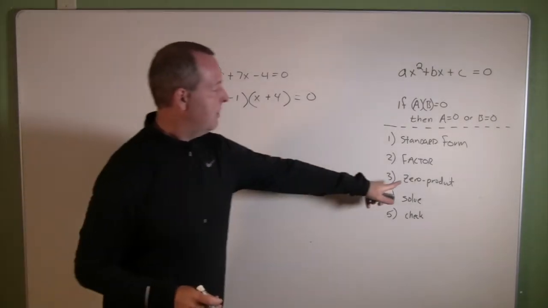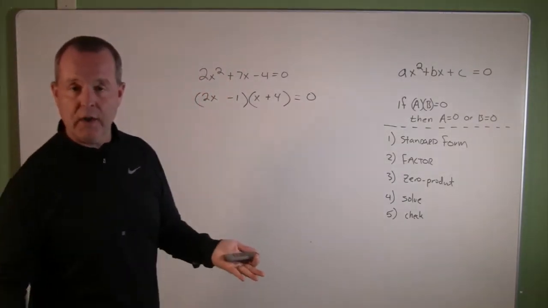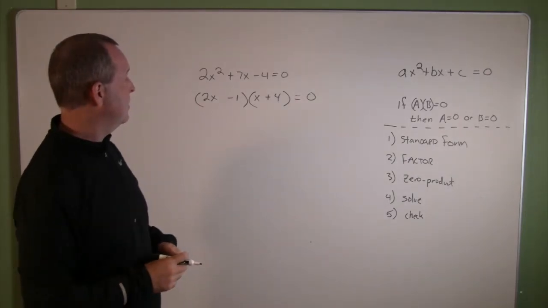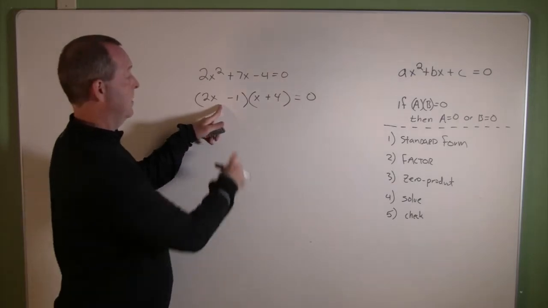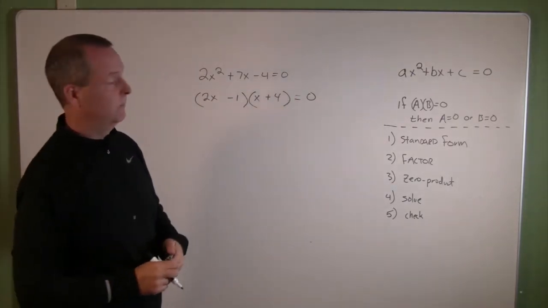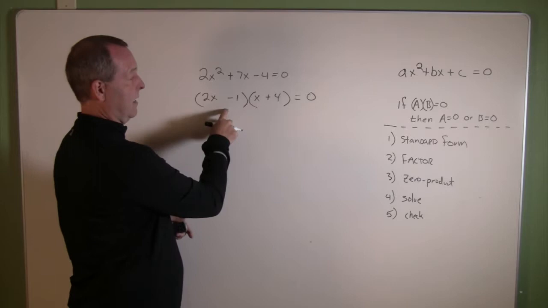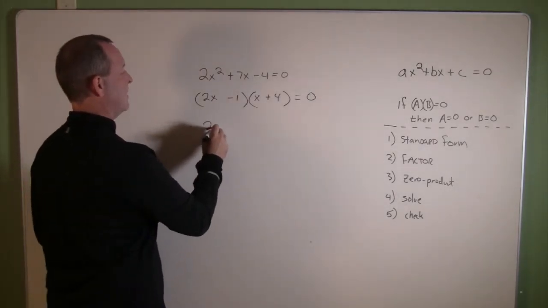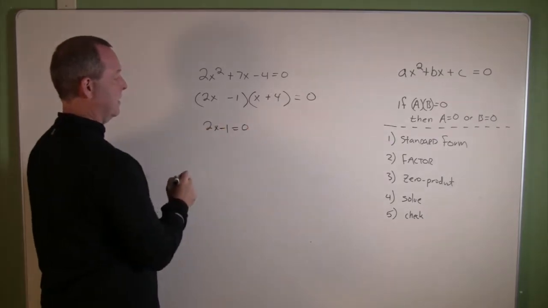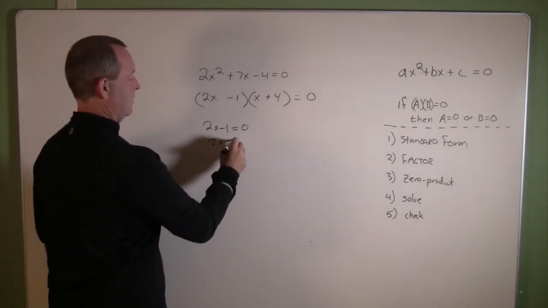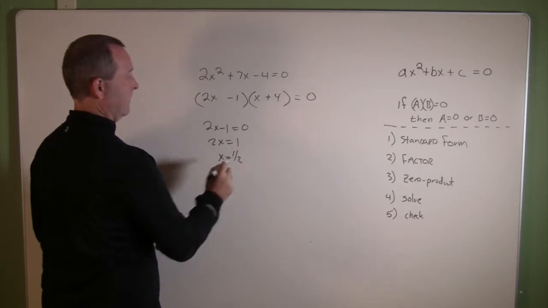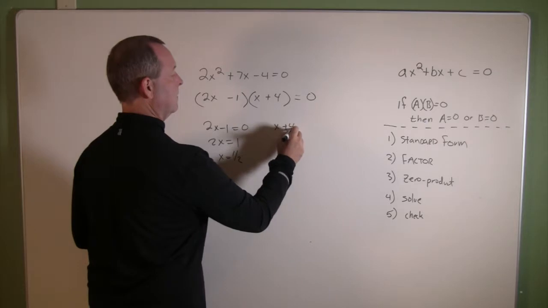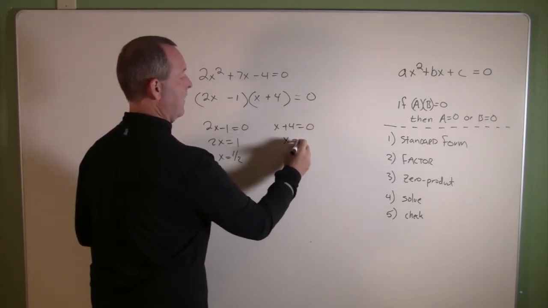From here, do my zero product principle: either the first term or the second term, one of the factors, has to equal 0 for that to be true. Because if this was 0, 0 times anything makes a 0. If this was 0, 0 times anything makes a 0, the power of 0. So first of all, 2x minus 1, set that equal to 0, solve. x equals 1/2. And then x plus 4 equals 0, solve, x equals -4.